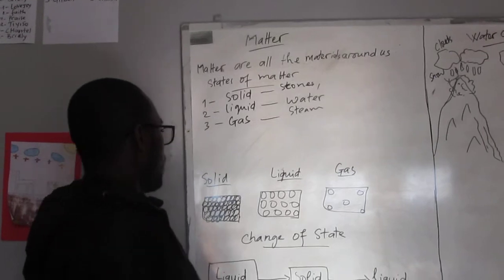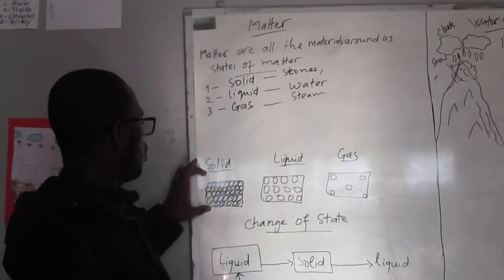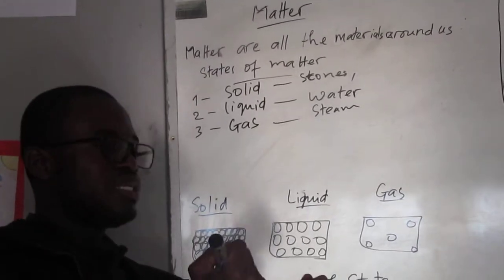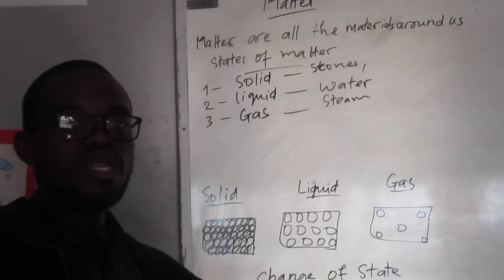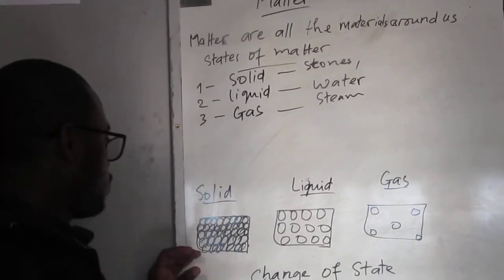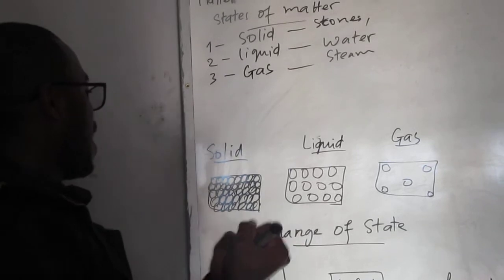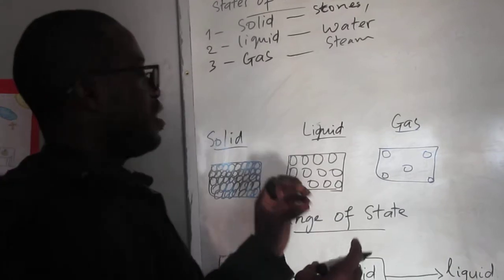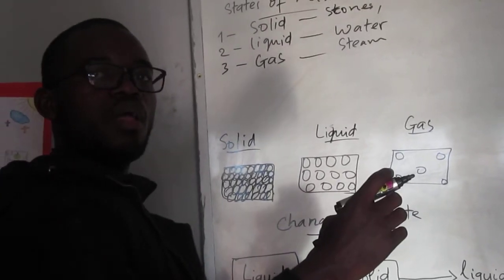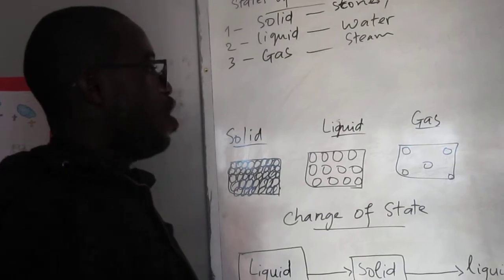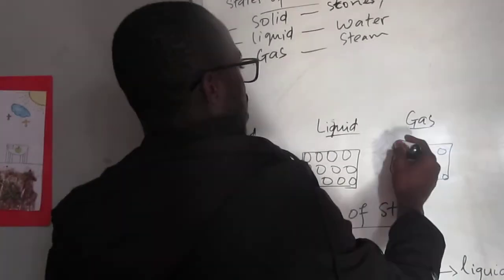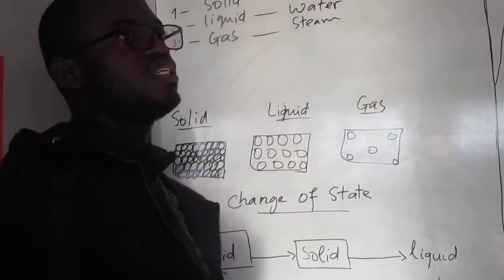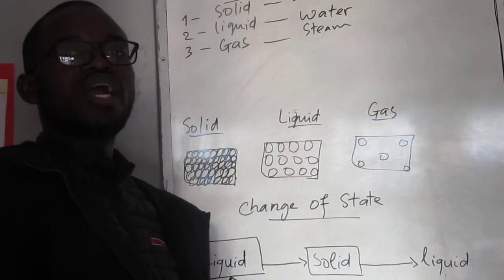Now we can see in solid all the particles are together, are concentrated together to make that thing to be solid. For example, with the stone, there's no space. All the particles are together with each other. And in the liquid, we can see they are slightly far from each other. And also we have the gas. In the gas, the particles are very far from each other, and the gas only takes the form of the container.